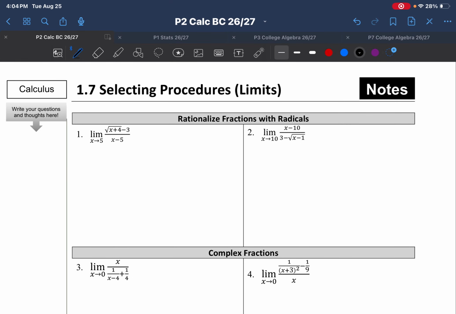Okay, this is notes 1.7, selecting procedures for limits. So remember in the last notes, we had to manipulate the limit either by factoring or using the special trig properties in order for us to not just end up with an indeterminate, 0 over 0. So for this one, we're going to learn how to manipulate this by rationalizing the fraction, so multiplying by the conjugate, and then also simplifying complex fractions.